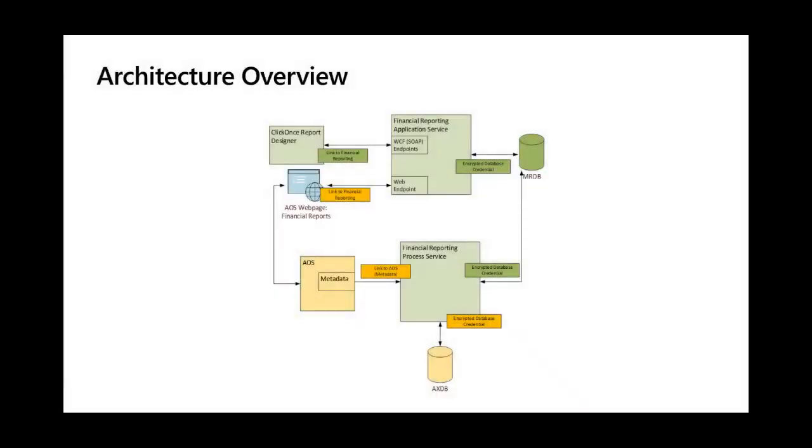So I'm going to take a few minutes to discuss the data mart and how it's used for reporting. First, let's start with a little bit of detail on how the back end of financial reporting looks. You can see a little bit of an architectural overview here. There are two main services for financial reporting. We have the application service and the process service towards the right of the diagram.